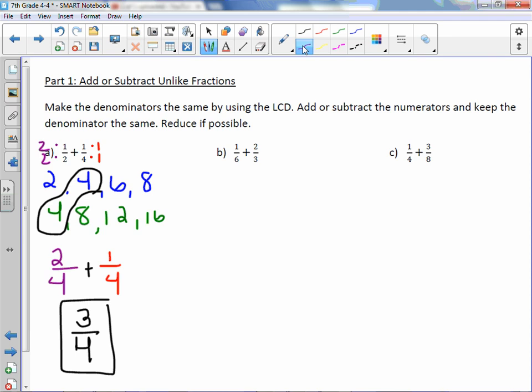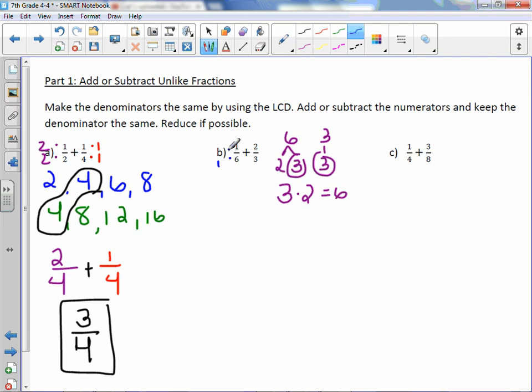Letter B. Another method to find the least common denominator is to make your factor trees. So 6 is 2 and 3, and 3 is just 3. 3 is in common, 2 is left over, my LCD is 6.